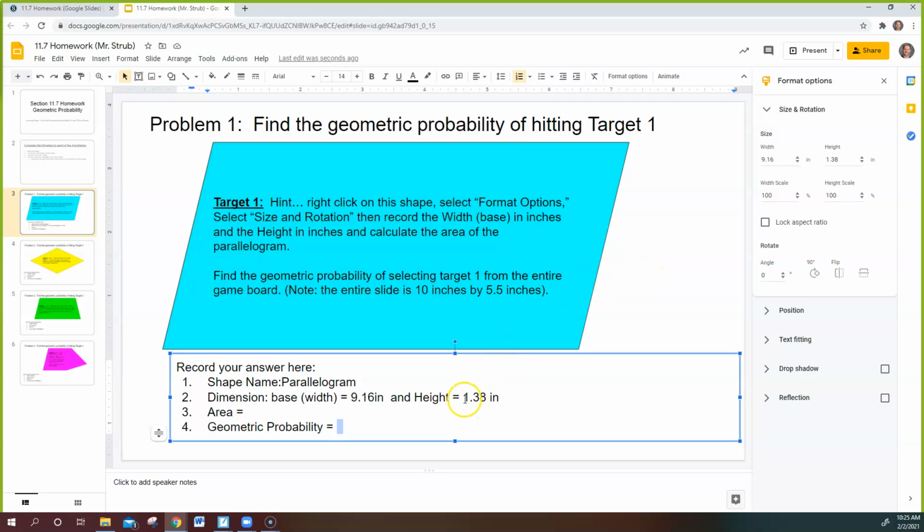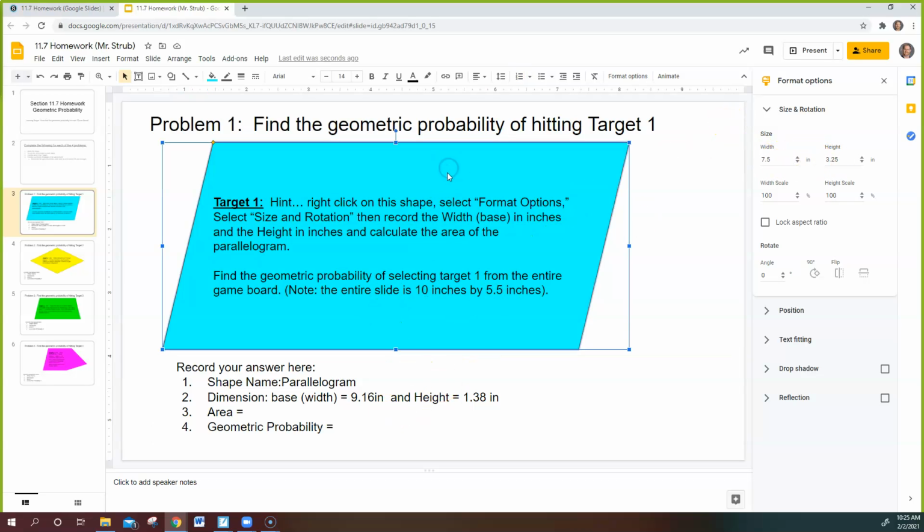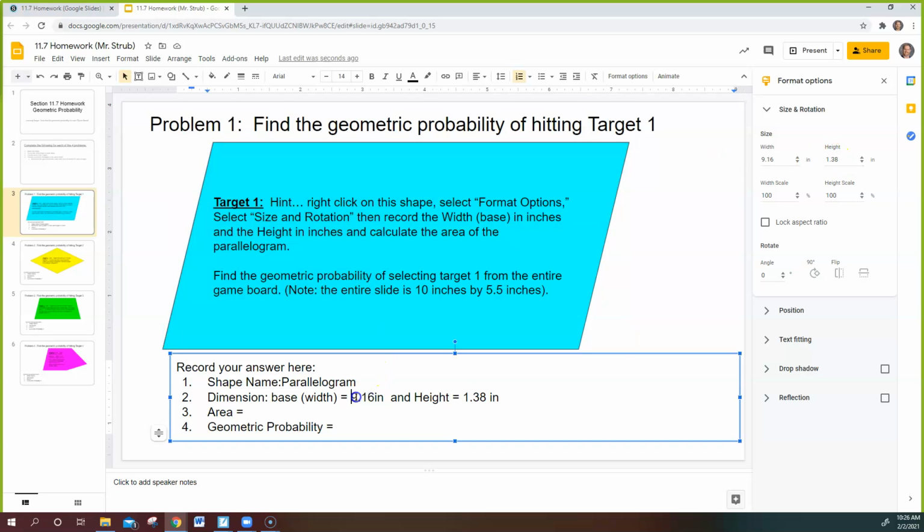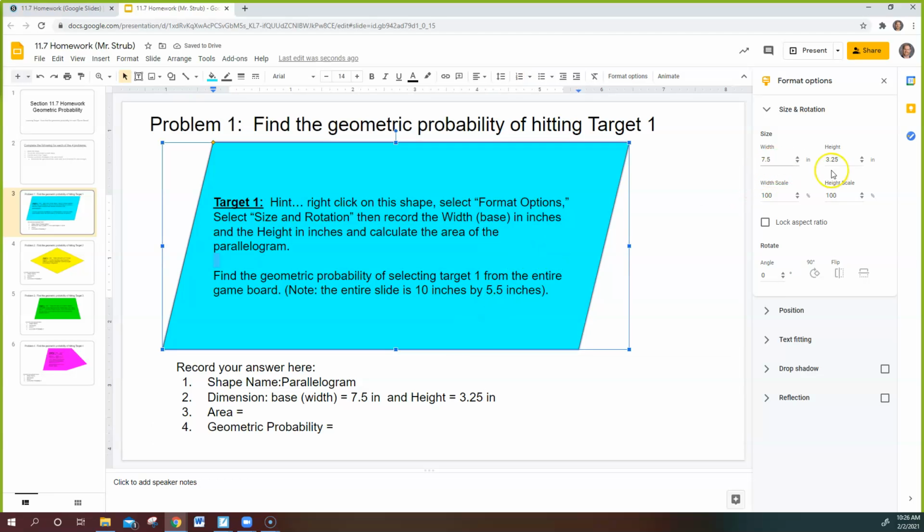Oh, shoot. You know what? I made a small mistake. Notice how everything changed when I clicked on this box. So I want to go back here. I just saw that my width and height are not what I have written down. So I've got to record this first. So 7.5 and 3.25. Almost screwed that up. 7.5 and 3.25. Okay. And then now you have everything you need.